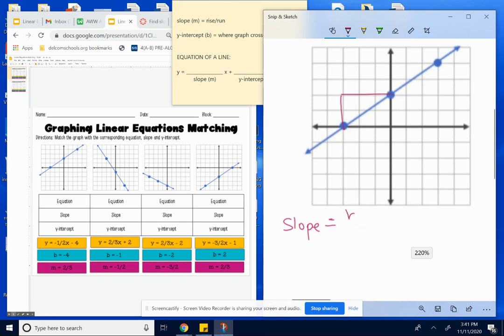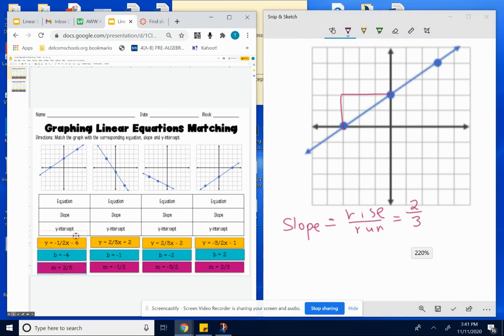So my slope. My rise is my up or down. I went up 2. Up is a positive direction. I went to the right 3. Right is a positive direction. So my slope is 2 over 3. I just need to make sure it's reduced, and it is. Double check: this line's going up from left to right, and I ended up with a positive answer. So my first thing to do on this puzzle is to put the 2/3 in the slope position.